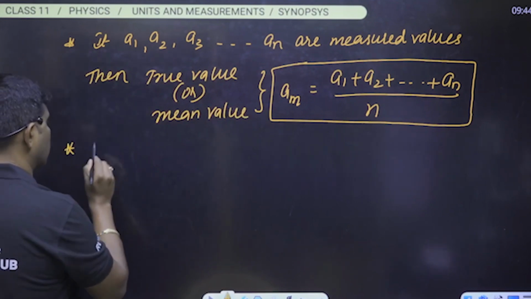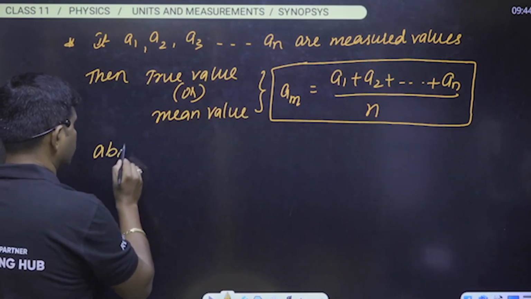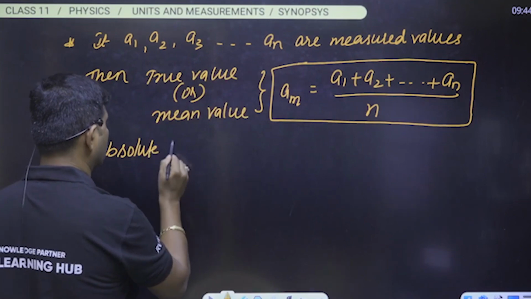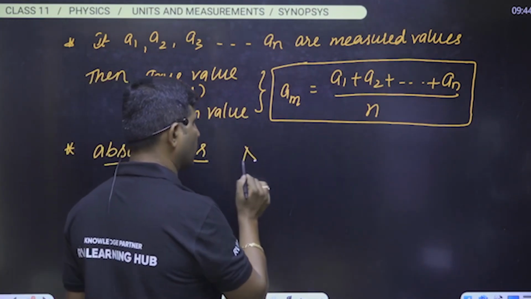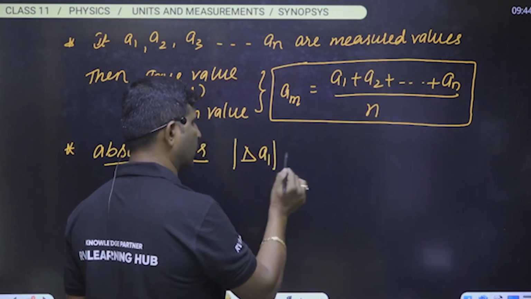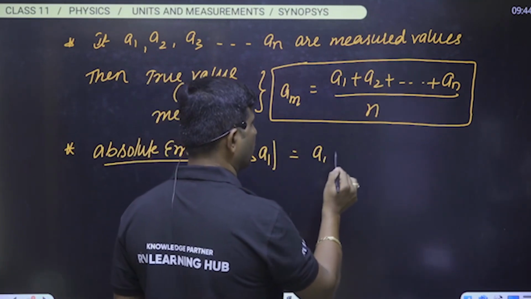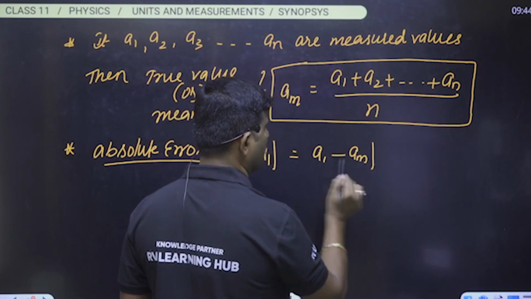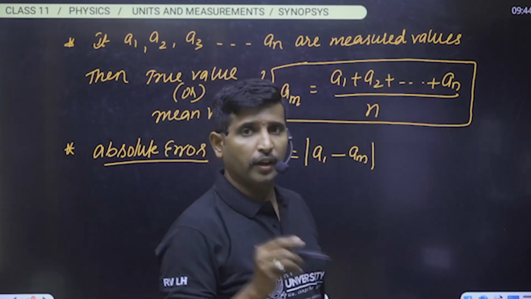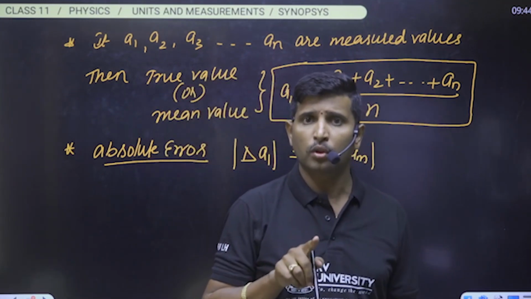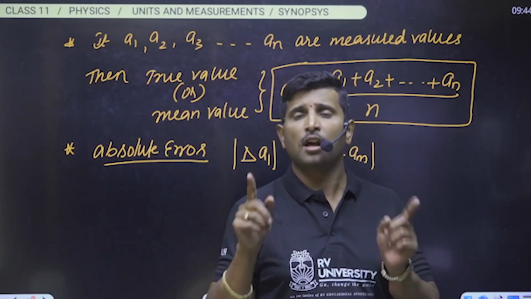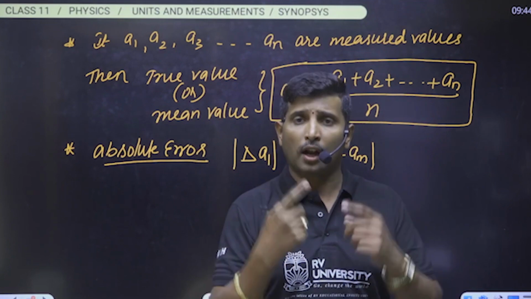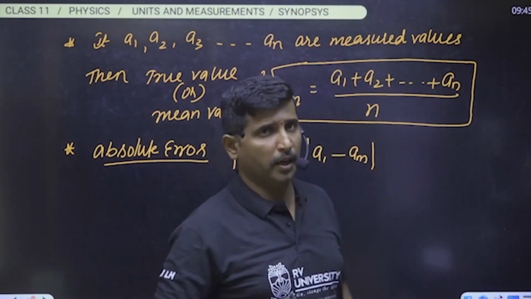Later, what is this absolute error? How can we calculate this absolute error? See here, suppose I want to know the error in the first trial, we can say A1 minus A mean. We have to take only the magnitude. If we get the error negative, then we should not consider the negative value, because errors are always positive and always added.